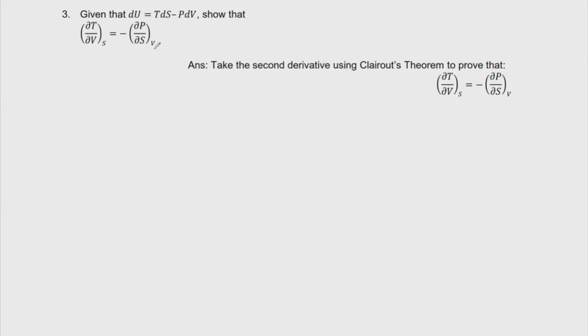Now, according to Clairaut's theorem, we know that if we take the second derivative of any of these, that would give us the same answer. For example, if we take U and then we do something like SV, we could also say that U sub VS would just be the same because according to Clairaut's theorem, these two should be equal. So with this, let's do that expression. We need to take the partial derivative of each of them.